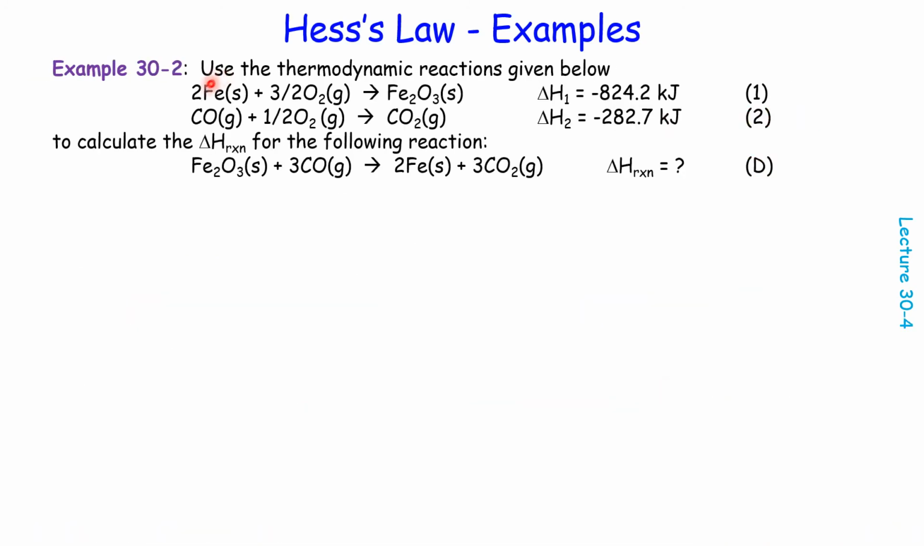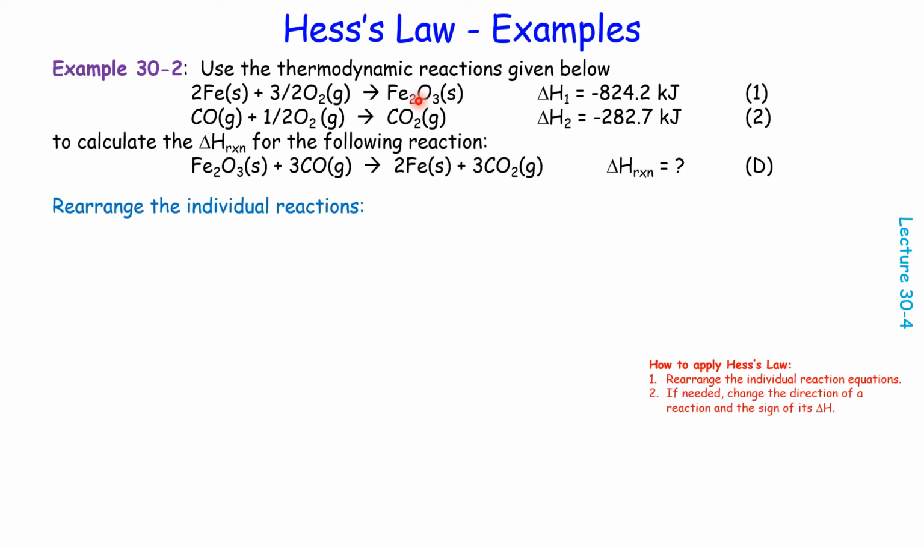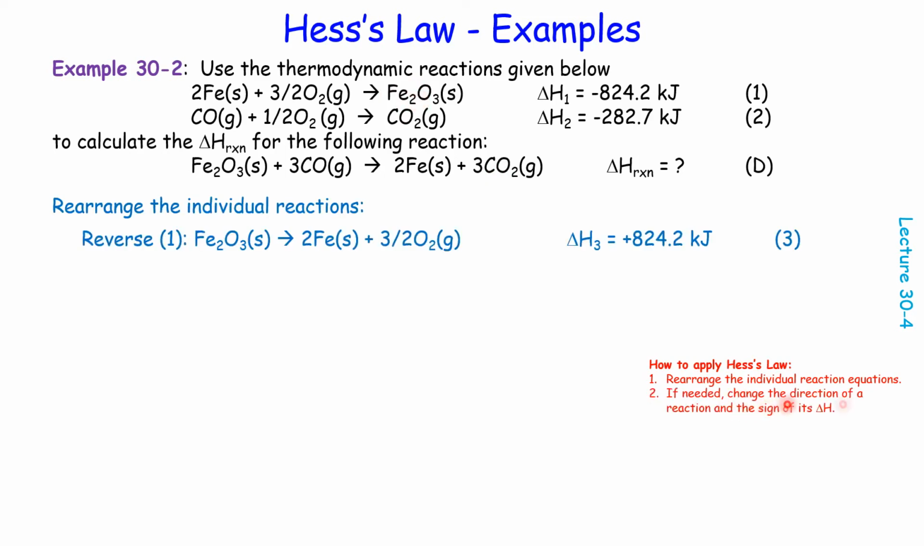Let's take a look at another example. So we want to use this information to find out the delta H of reaction for this desired reaction. Okay? Let's do the same, applying Hess's law. How to apply Hess's law? We need to rearrange those individual equations. Okay? So if needed, change the direction of a reaction, and then of course also change the sign of the delta H value.